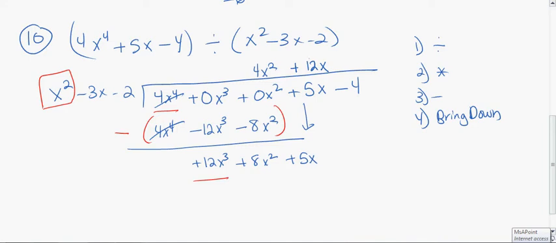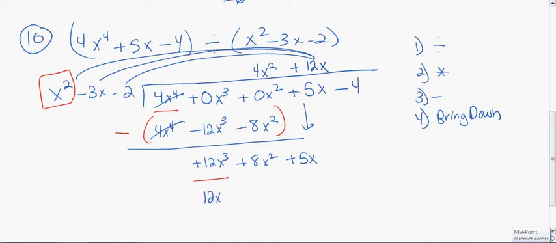Now I need to multiply 12x times x squared, 12x times negative 3, and 12x times a negative 2. 12x times x squared is 12x cubed. 12x times negative 3x is negative 24x squared. Oops, no, try negative 36. Negative 36x squared. That's better. And 12 times negative 2, there's my negative 24x. I've multiplied, and now I'm going to subtract.